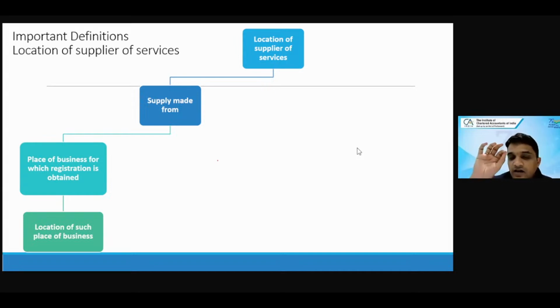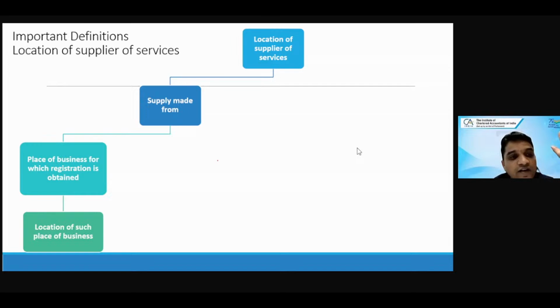A service provider has taken registration in the state of Karnataka, Bangalore. Now he is going to Jaipur and providing services in Jaipur, completing in Jaipur and coming back to Bangalore. What will be the place of supply? No, we'll not go to the place of supply. We'll go to the location of supplier of service. What is his location? Even if he is going to Jaipur, his location will be Bangalore. It will not become Jaipur because he is registered.